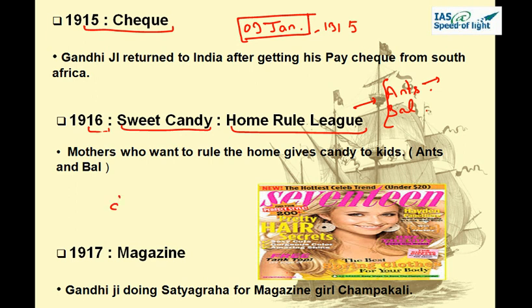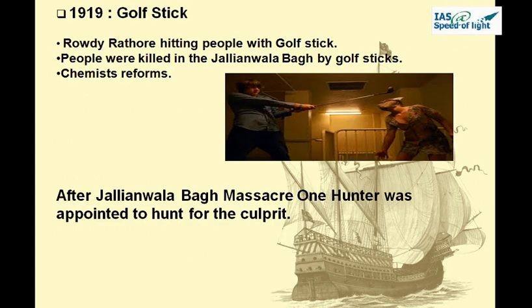So Champaran, our picture is of Champakali. Champakali is a name of a girl. Champakali. So Gandhiji doing satyagraha for magazine girl Champakali. So you can see this picture here of the girl, a foreign girl, but we can call her Champa. So Champa, Gandhiji doing satyagraha for magazine girl Champakali.